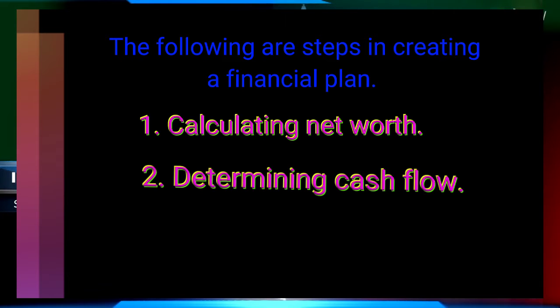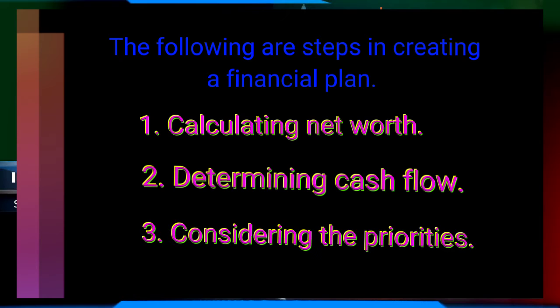Number 2. Determining cash flow. A financial plan is knowing where money goes every month. Documenting it will help to see how much is needed every month for necessities and the amount for savings and investments. Number 3. Considering the priorities.